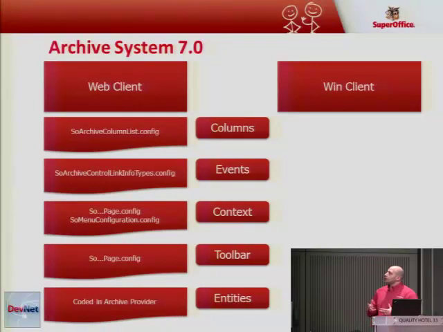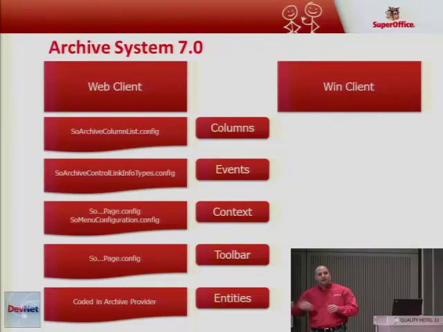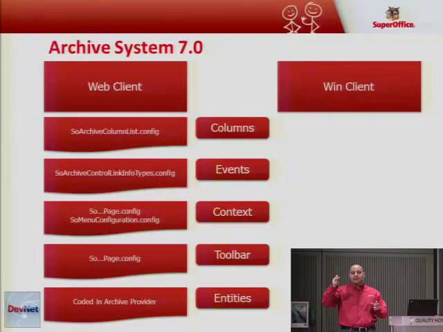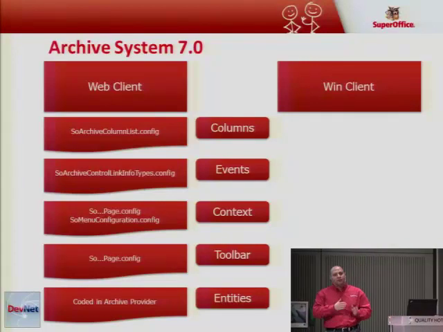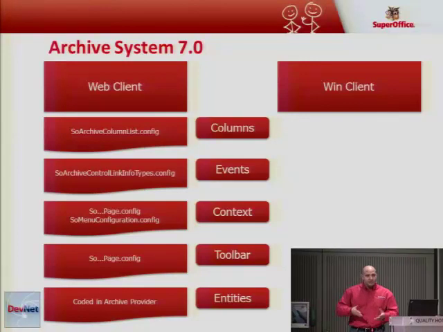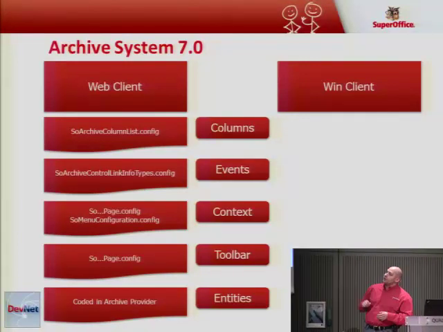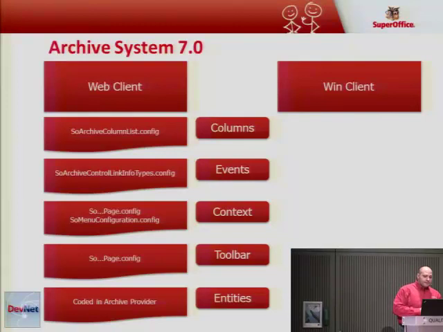When you're going to create an archive control and host that inside the web client, you need to think about a few different types of files. The first one is basically going to define what columns are available for you to put inside that archive control. When you right-click on the header and say, configure columns, what columns do I have to choose from to show inside that control? And then those specific columns that come up in that list are defined inside the SO archive column list configuration file.